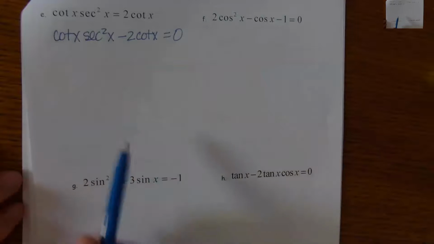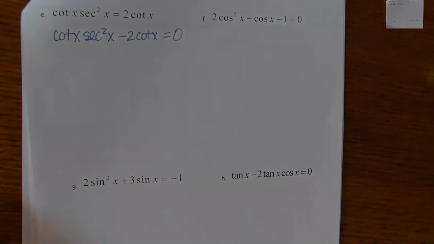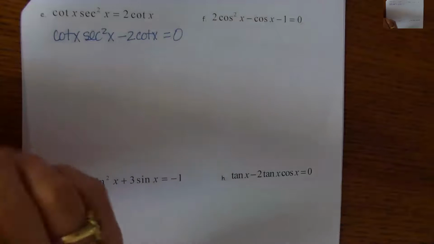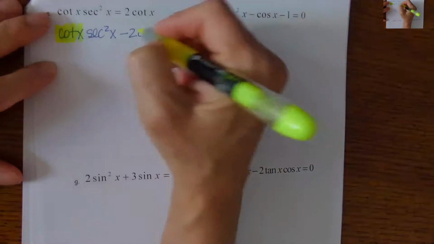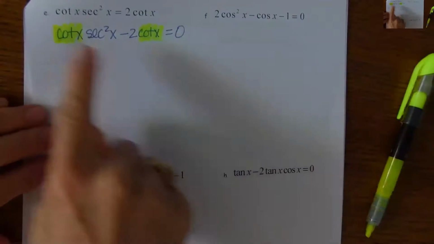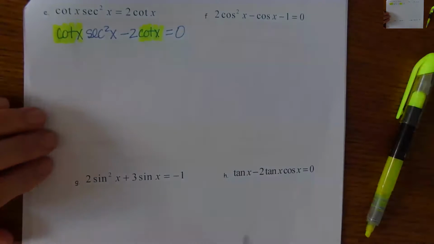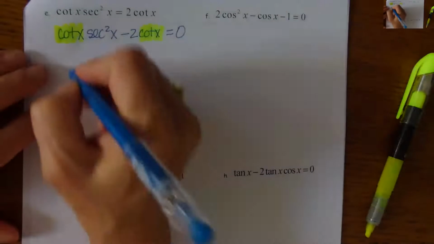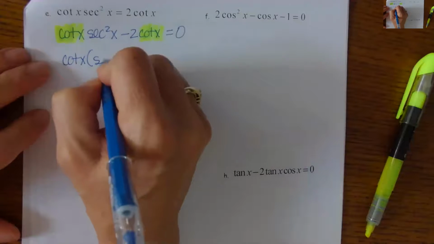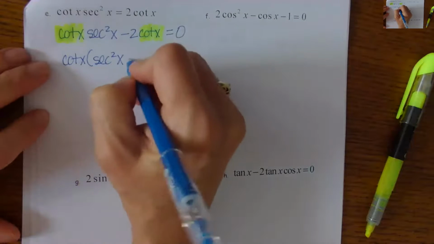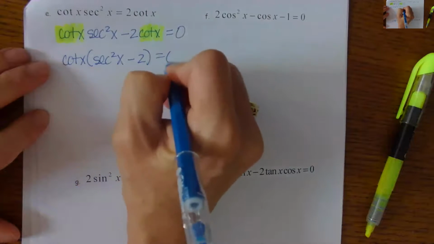Factor. Okay. I've got 2 things. And what does it say on my list I just made I should try first? Greatest common factor. And if you see a trig function, better known as a word, that matches, each side of the minus sign has a cotangent. So can I pull it out? Yes. What's left? Secant squared x minus 2 equals 0.